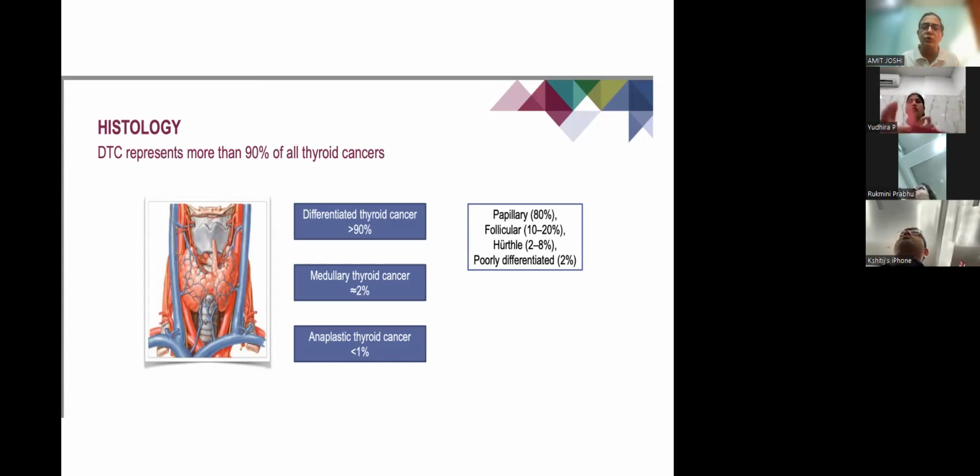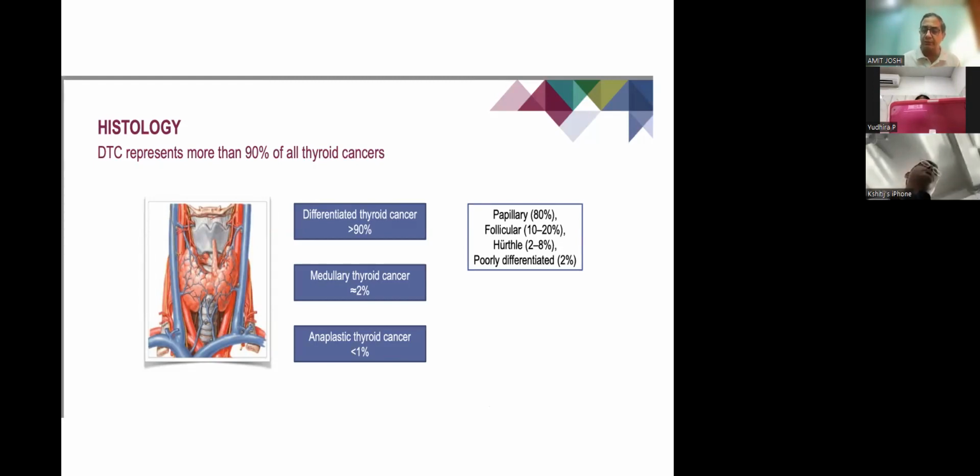So it is important to understand the biology in the subsequent slides. There are three types of tumor: differentiated, medullary, and anaplastic thyroid cancer, and differentiated is further subdivided into papillary, follicular, and Hurthle cell, a classification that we are all aware of.